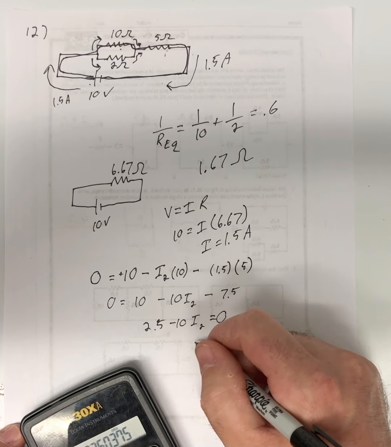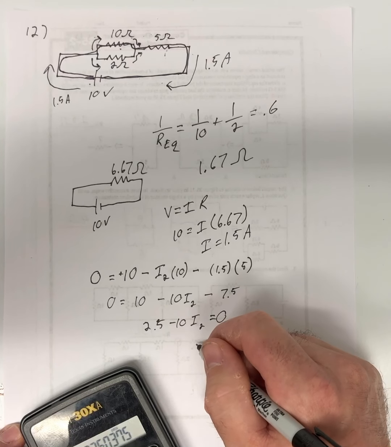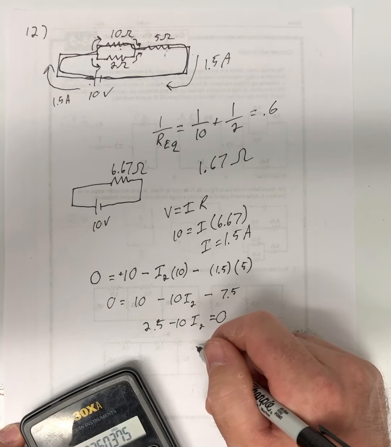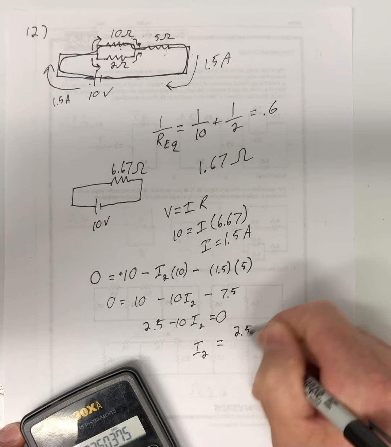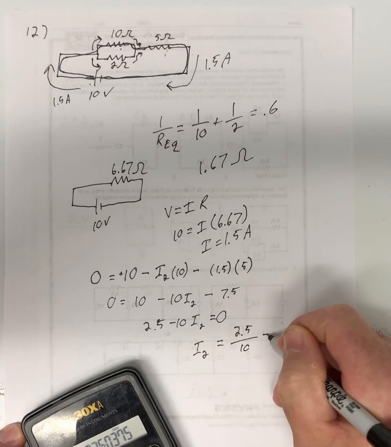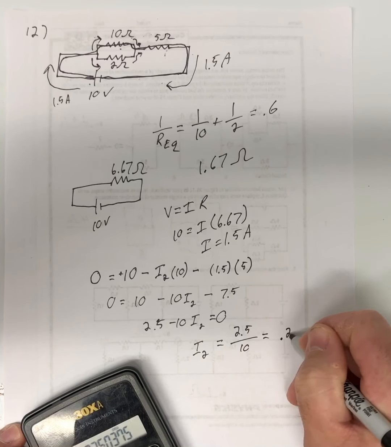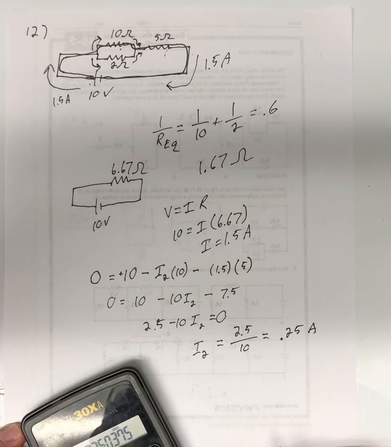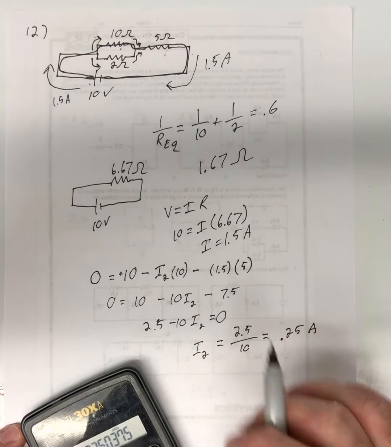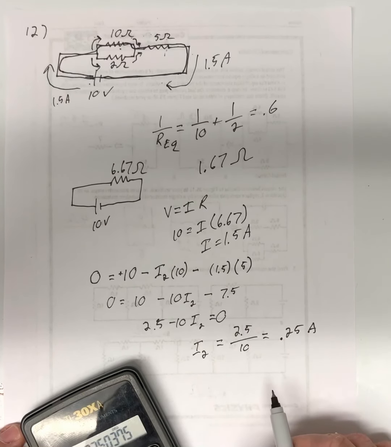Subtract 2.5 from both sides. Dividing by 10, or I'm sorry, dividing by negative 10. My I2 is going to be 2.5 over 10, or 0.25 of an amp. A lot of work for a little problem, but it's not all that challenging. You just need to know how to combine the resistors together and work your way through it from there.